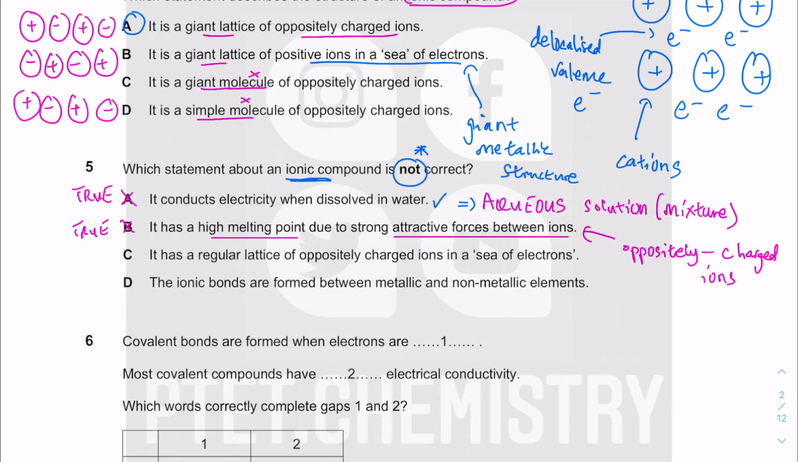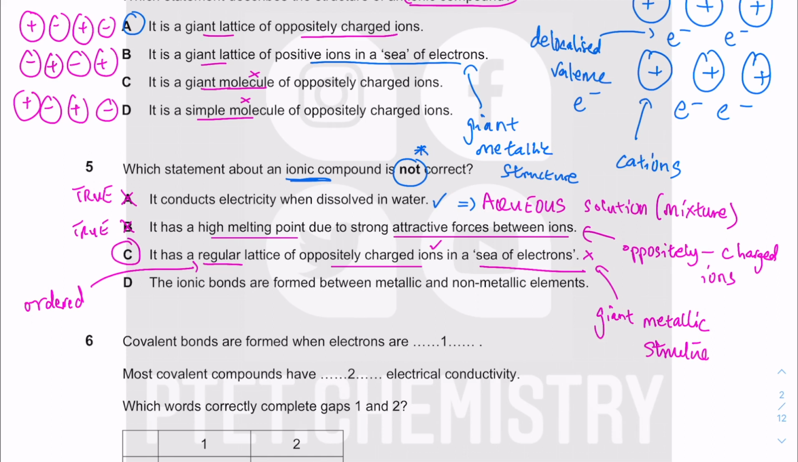Now it has a regular lattice. Regular, because they can also use the word ordered arrangement. Oppositely charged ions, that is correct. In a sea of electrons is wrong, because that is actually a giant metallic structure. So a lot of structure and bonding comes down to just 4 structures. The question is, are you able to differentiate and read the question and not get tricked now and again?